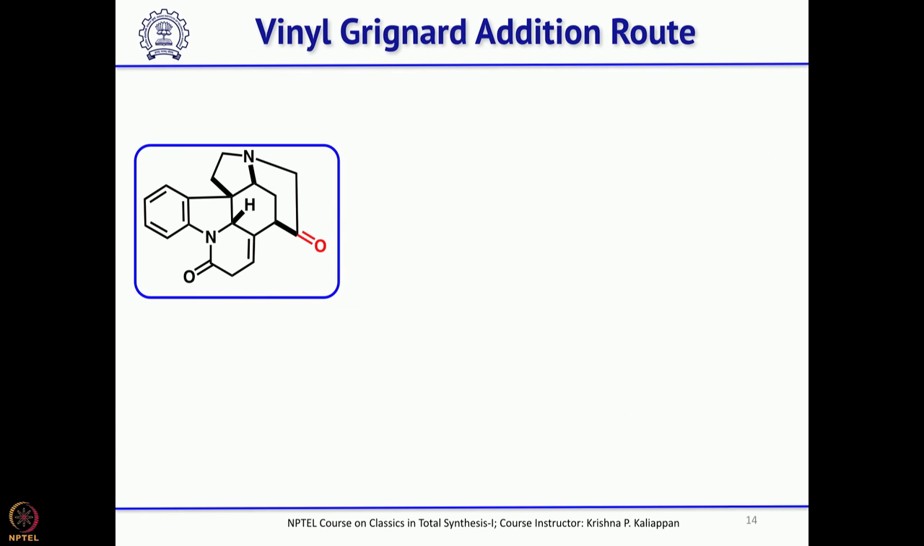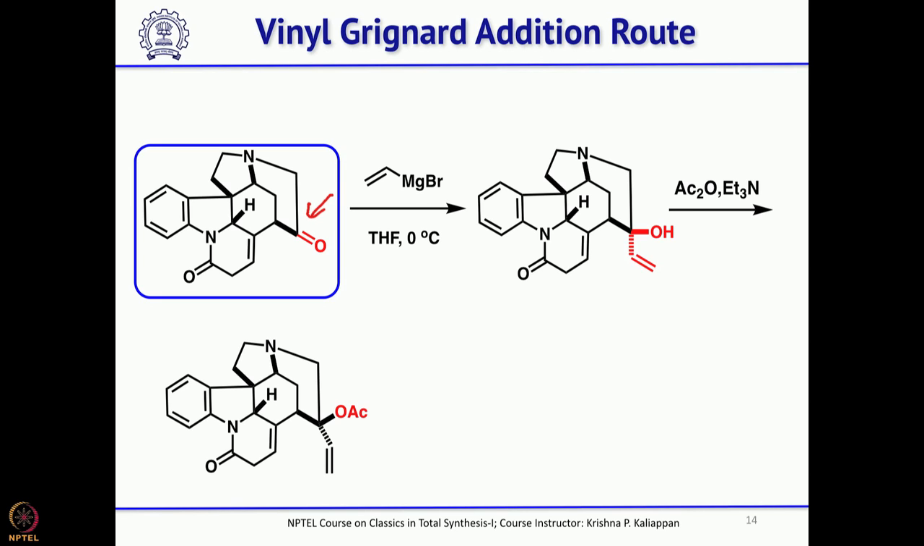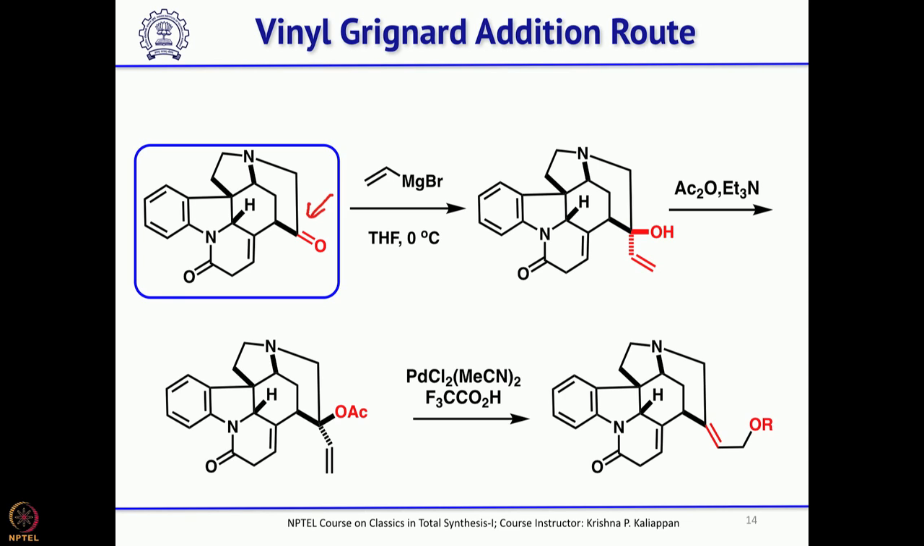Then he also used another route. Instead of homologating using Wittig reagent, he used a vinyl Grignard addition. So on this ketone, they added vinyl Grignard to get the tertiary allylic alcohol. Then he did the palladium catalyzed rearrangement. So after making the tertiary alcohol as acetate, he treated with the palladium catalyst to get the allylic rearrangement to get this protected allylic alcohol.